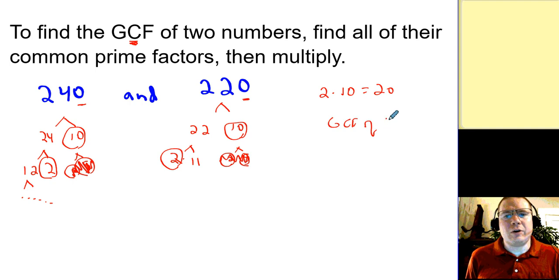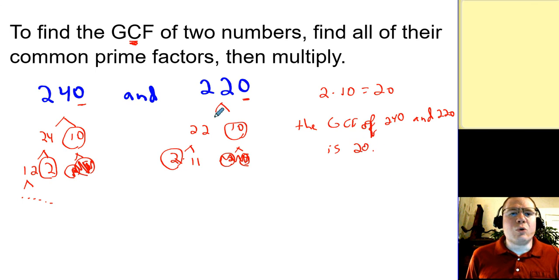The GCF of 240 and 220 is 20. See how we did that? We start factoring. If we see common factors, we're going to use that. If we get other factors along the way, we'll put those in. The fact that 2 already was a factor of 10 doesn't hide the fact that there's another 2 that they have in common. Now, these remaining numbers are also going to be important.